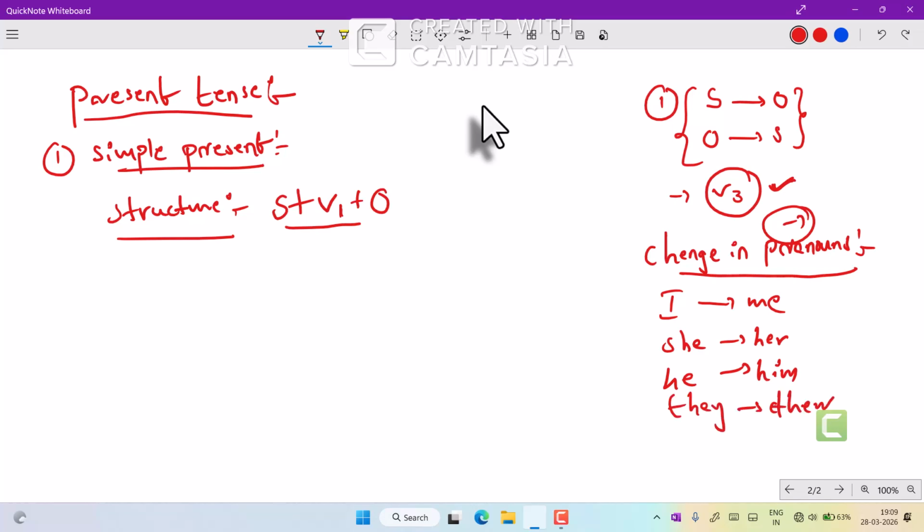Okay, then we change to us. Okay, hope that you are remembering this. I explained it to you when you were in ninth class. Okay, I explained you when you were in ninth class. Now this is again a fresh revision.